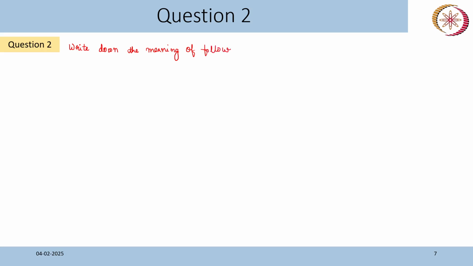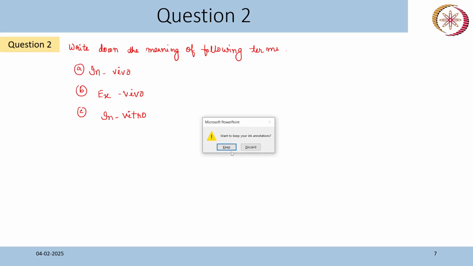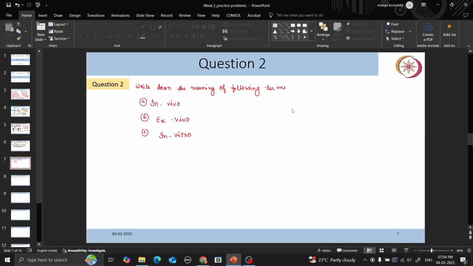Write down the meaning of the following terms. This was not discussed in this week, but you will be able to answer. It is relevant for every week. In vivo, ex vivo, and third is in vitro. So what is the meaning of these terms? You can write in the chat box. I will wait for 1 or 2 minutes.